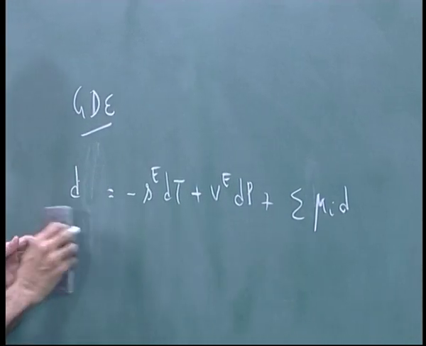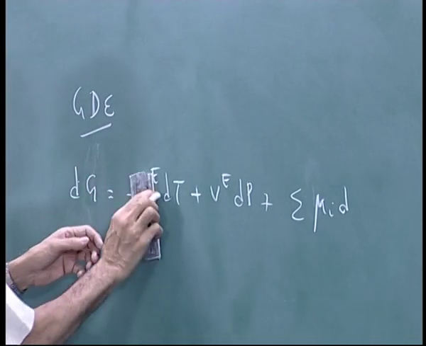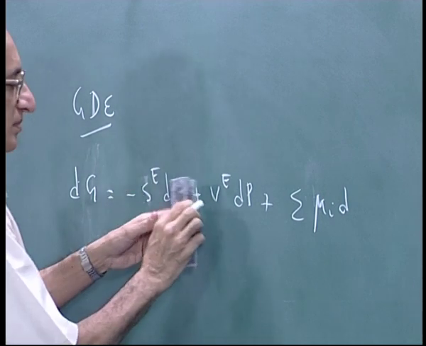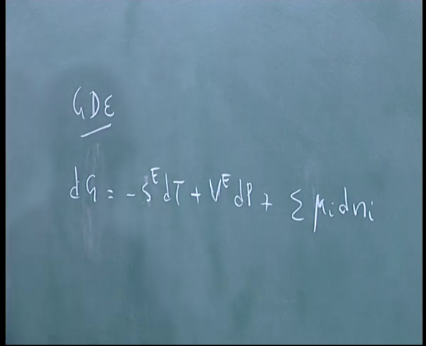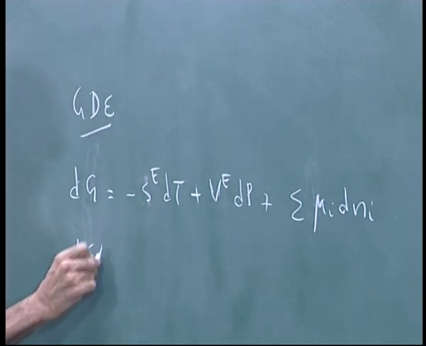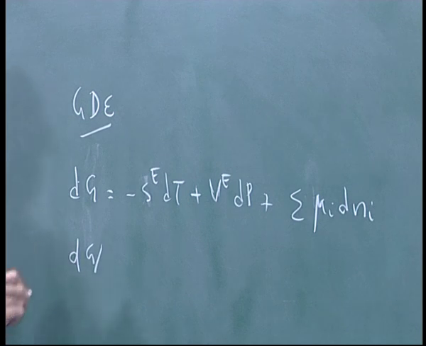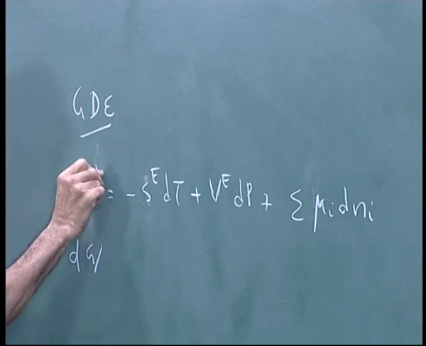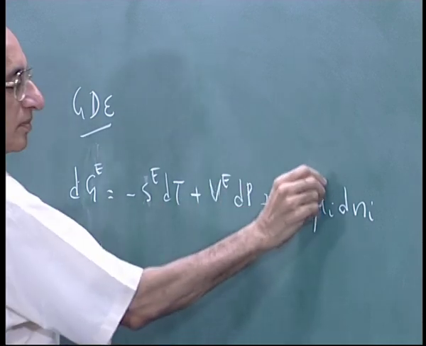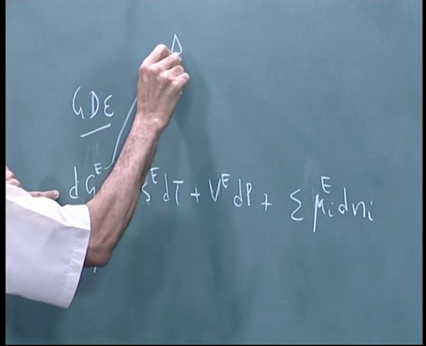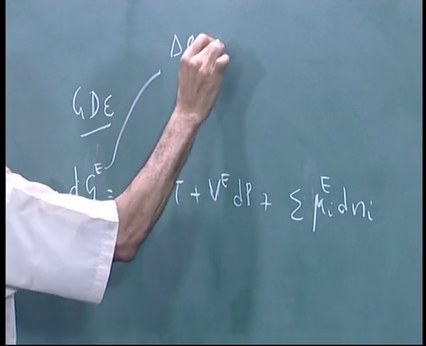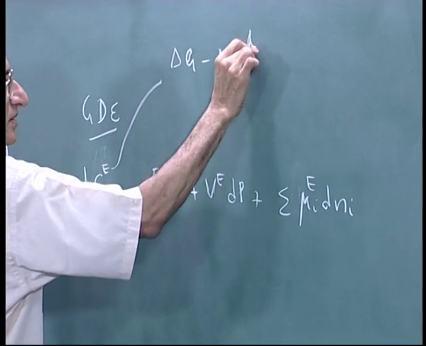I have to write this in capital letters. Or d of G by... G excess, I mean, delta G minus delta G ideal mixing.